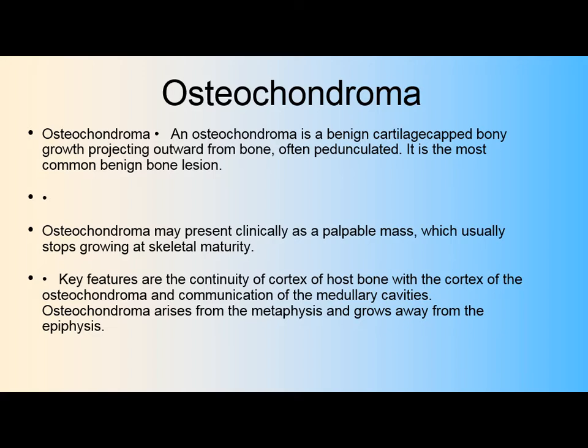Osteochondroma is a benign cartilage-capped bony growth projecting outward from the bone, often pedunculated, and the most common benign bone lesion. Osteochondroma may present clinically as a palpable mass, which usually stops growing after skeletal maturity. The key feature for diagnosing osteochondroma is the continuity of the medullary bone with the host bone.